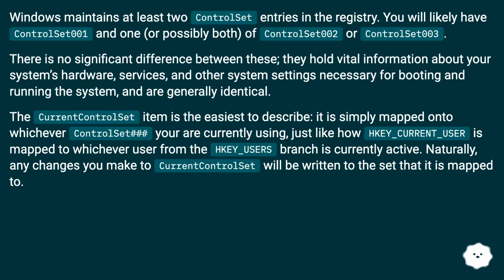It is simply mapped onto whichever ControlSet### you are currently using, just like how HKEY_CURRENT_USER is mapped to whichever user from the HKEY_USERS branch is currently active. Naturally, any changes you make to CurrentControlSet will be written to the set that it is mapped to.